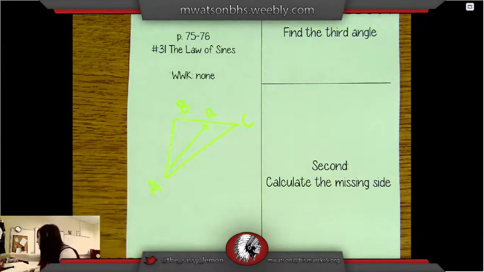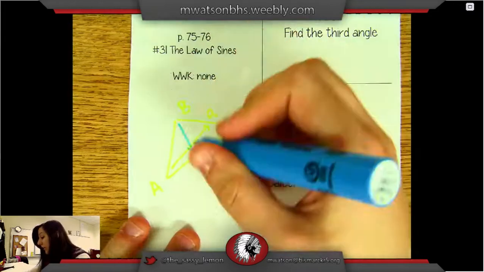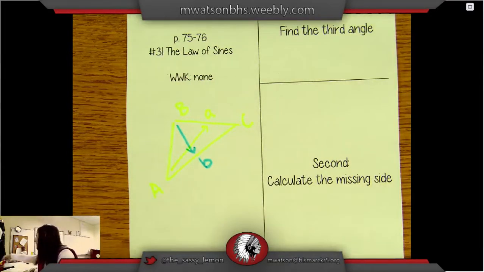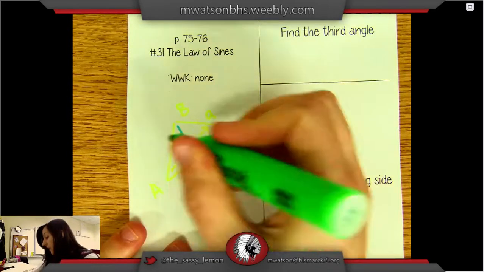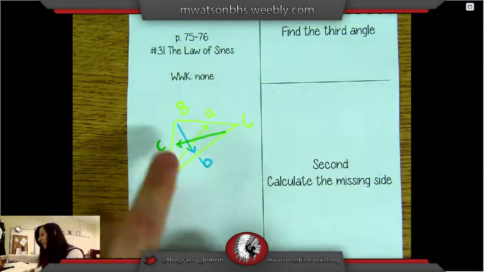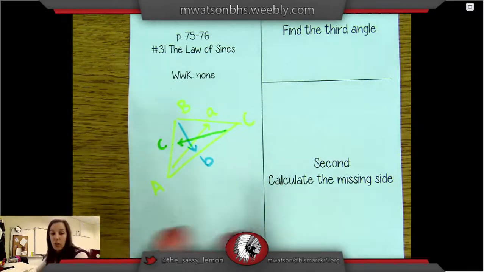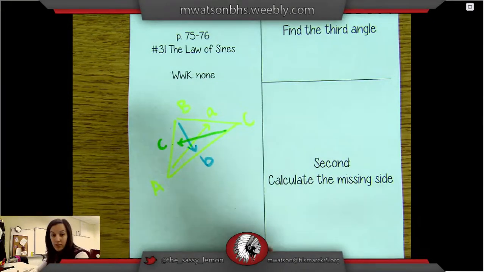And then side b will be across from angle B. And lastly, side c will be across from angle C. And so these are called corresponding sides and angles. So just a little bit of background before we start doing problems so you know where all these letters are coming from. Lowercase means you're referring to a side. Uppercase means you're referring to an angle.